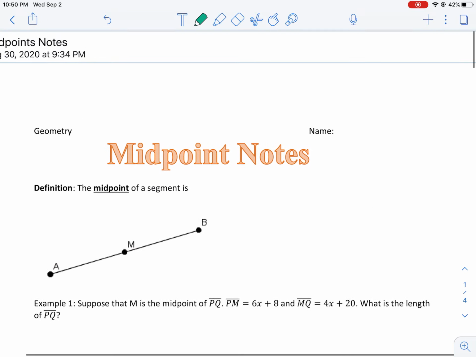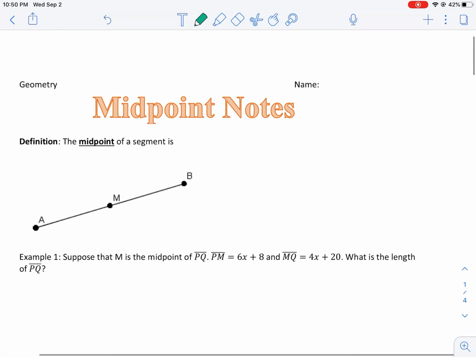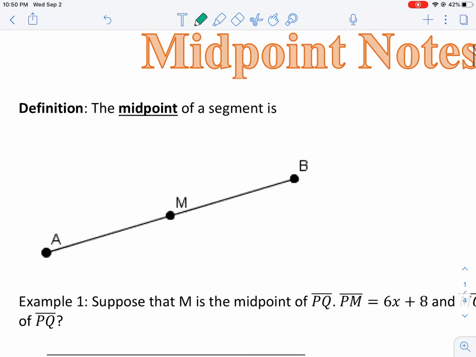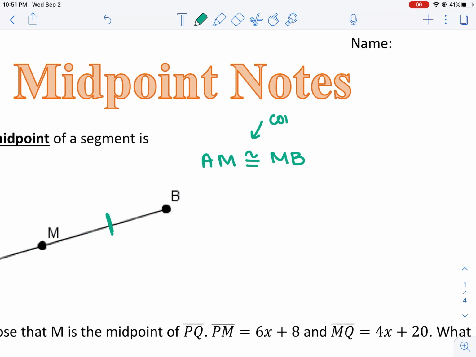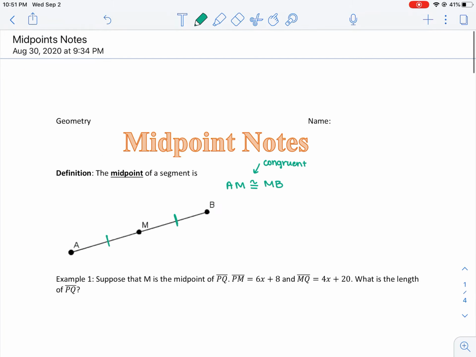Today, super short, we're talking about the midpoint, okay? So the midpoint of a segment is always right in the middle of the segment. So if M is right in the middle of A and B, what does that mean? That means that this would be equal to this, right? Because if M is right in the middle, it cuts it in half. So AM is congruent, we know congruent, to MB, right? Congruent, which really means equal, okay?